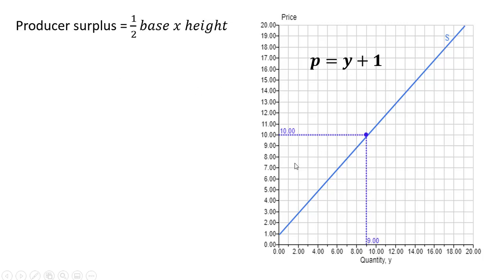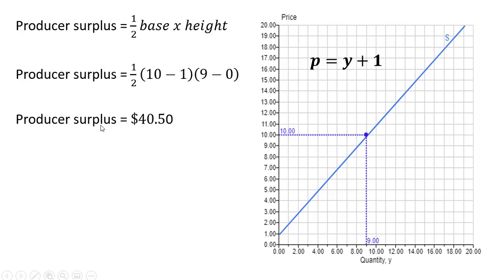So we're going to calculate producer surplus first, which is just going to be this area of the triangle between the price and the supply curve. And the area of a triangle is 1/2 base times height. So we have 10 minus 1 as one dimension of the triangle, and then 9 minus 0 as the other dimension. So we get producer surplus of $40.50. And as I mentioned before, profit is nothing more than producer surplus minus the fixed cost. So profit in this example is $20.50.